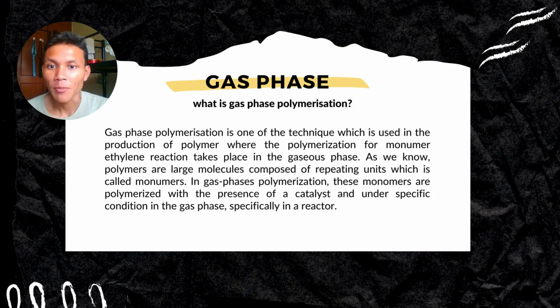Well, gas phase polymerization is one of the techniques used in the production of polymer, where the polymerization for monomer ethylene reaction takes place in the gaseous phase. As we know, polymers are large molecules composed of repeating units, which are called monomers. In gas phase polymerization, these monomers are polymerized in the presence of a catalyst and under specific conditions in the gas phase, specifically in a reactor.